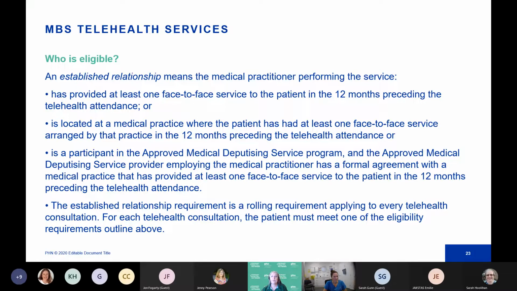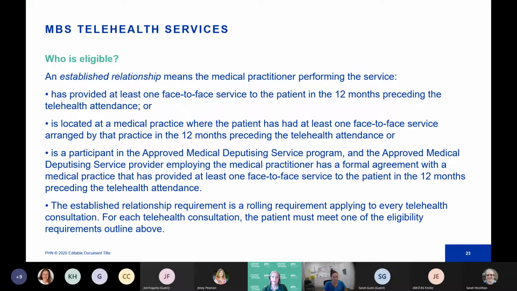An established relationship means the medical practitioner performing the service has provided at least one face-to-face service to the patient in the 12 months preceding the telehealth attendance, or is located in a medical practice where the patient has had at least one face-to-face service arranged by that practice in the 12 months preceding the telehealth attendance. That includes services performed by another doctor located at the practice or a service performed by another health professional located at the practice, such as a practice nurse or Aboriginal or Torres Strait Islander health worker.